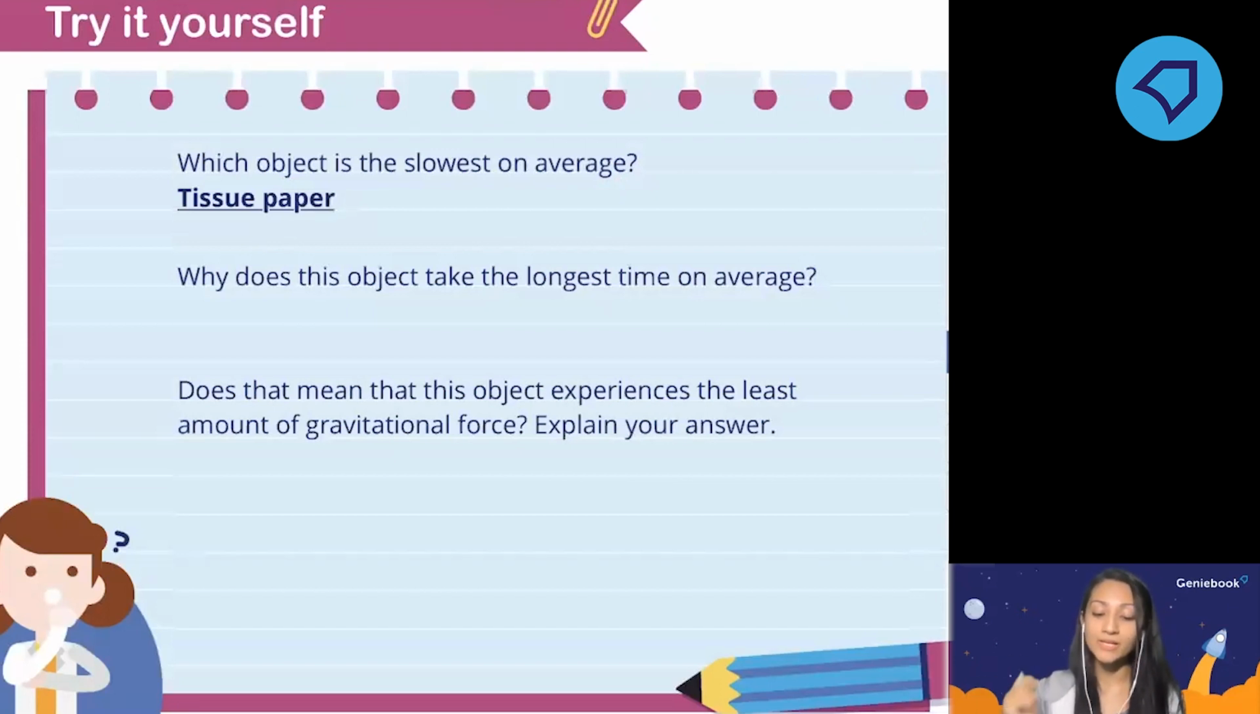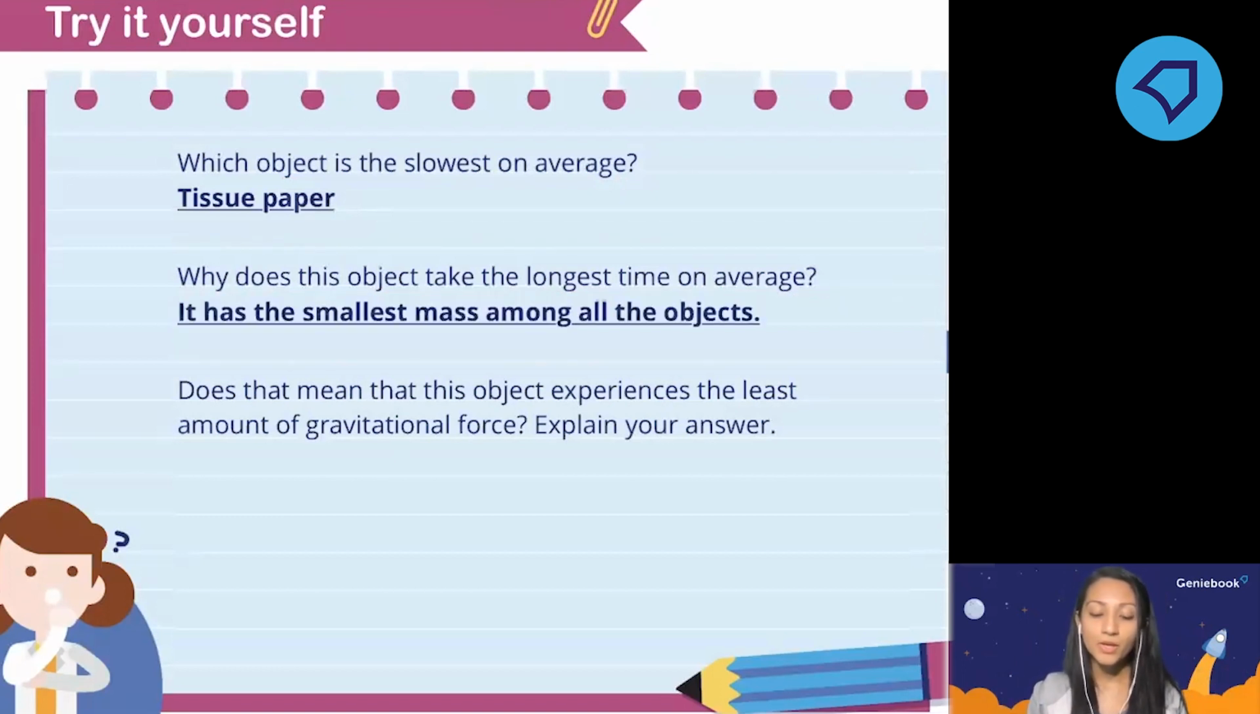Why does this object take the longest time on average? What's the reason? It has the least what? The least mass or weight? Okay, lesser gravitational force. Yes, you're bringing in all the correct words. So we're talking about the mass. First thing is we talk about the mass first, and that will affect the weight.